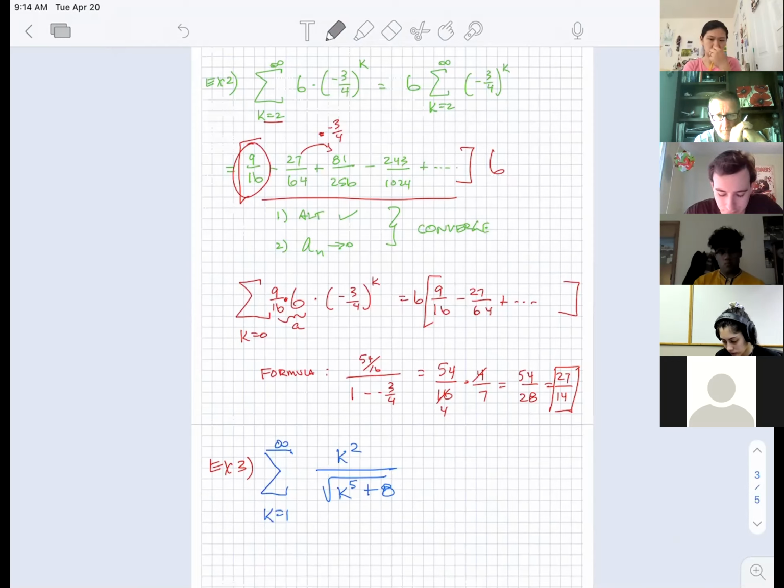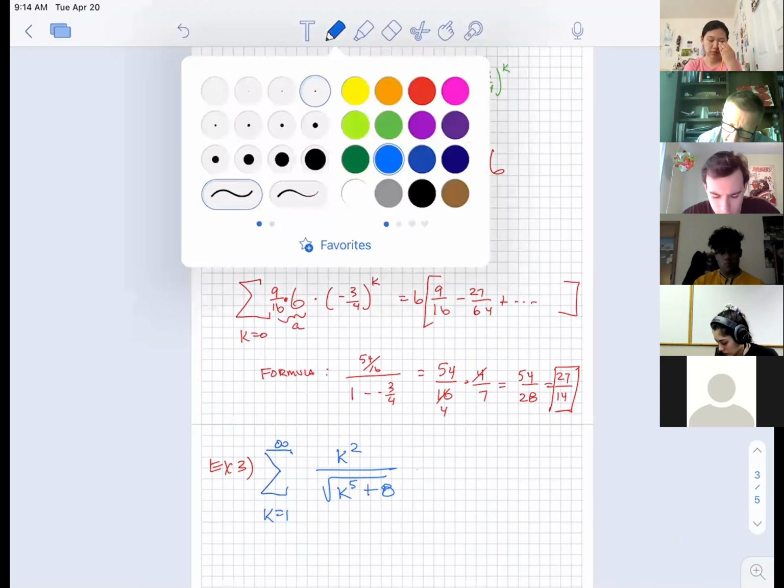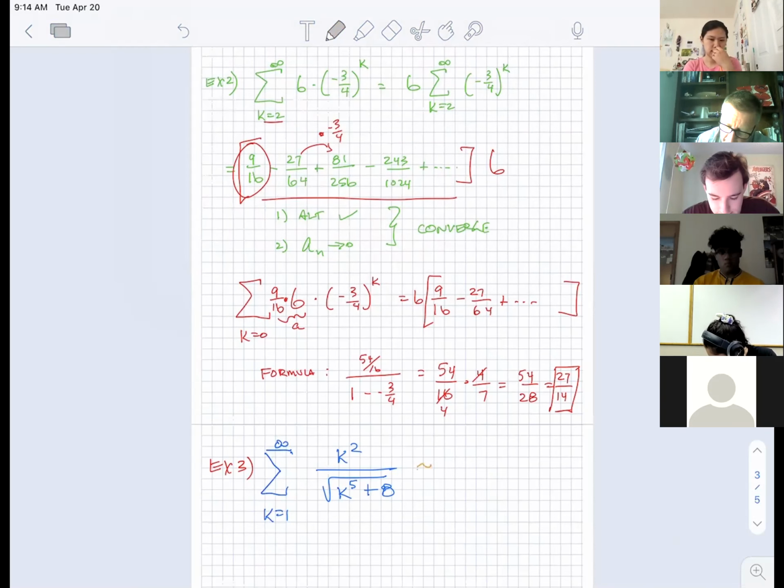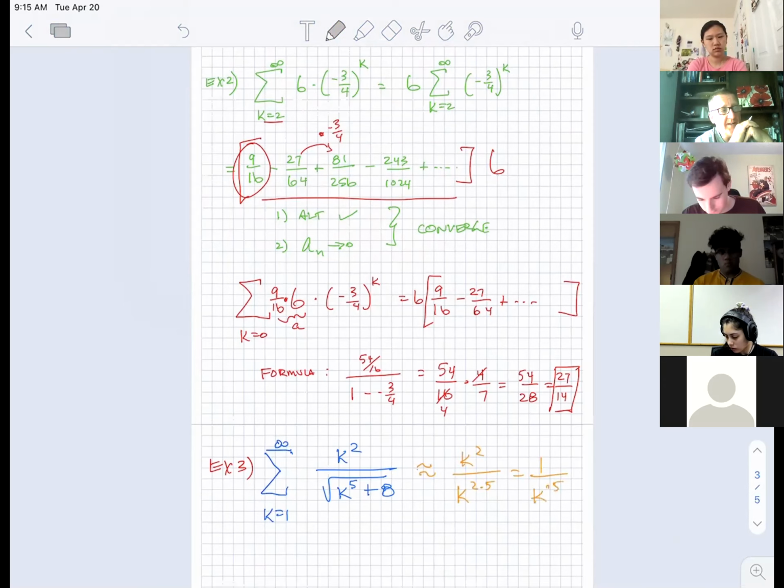It doesn't fail the p-test. Yeah, it fails it because the square root of K to the 5th is 2.5. In other words, this is roughly equivalent in the comparison test, since the 8 doesn't make any difference, to K to the 2nd over K to the 5/2, or K to the 2.5, which means it's roughly equivalent to 1 over the square root of K, or K to the 0.5. So it fails the p-test. So by itself, this would have diverged by the comparison test.